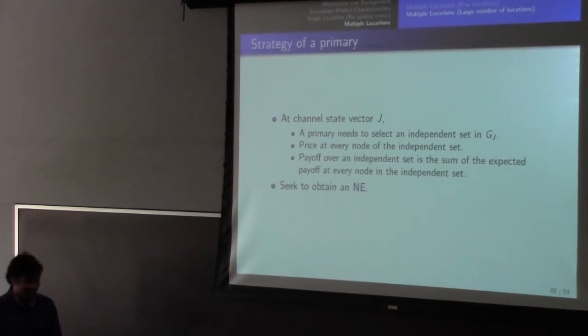Okay, so what is the strategy of a primary in this setting? At channel state vector J, a primary needs to select an independent set in Gj, and the price at every node of the independent set in Gj. And also, what is the payoff? The payoff is the same: the payoff over an independent set is the sum of the expected payoff at every node in the independent set. And again, we seek to obtain the Nash equilibrium.